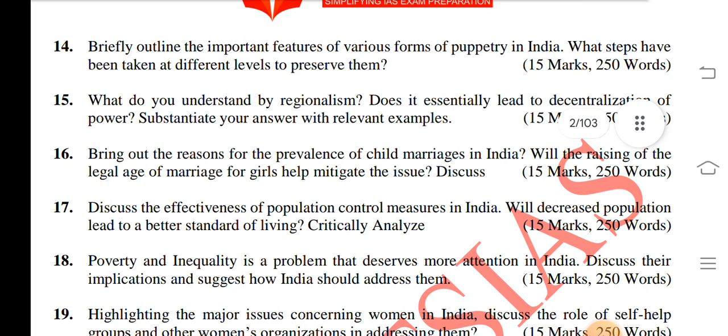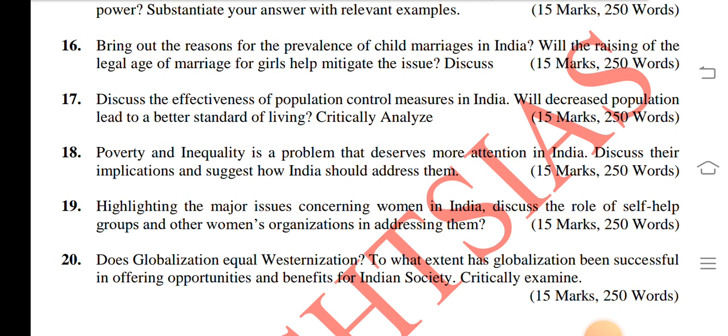Briefly emphasize the contribution of any two Bhakti and Sufi saints. Explain with examples the various styles of temple architecture in India, with special emphasis on Dravidian architecture. Question number 14: Briefly outline the important features of the various forms of puppetry in India. What steps have been taken at different levels to preserve them? What do you understand by regionalism, and does it eventually lead to decentralization of power? Sustainable or not, justify your answers with relevant examples.